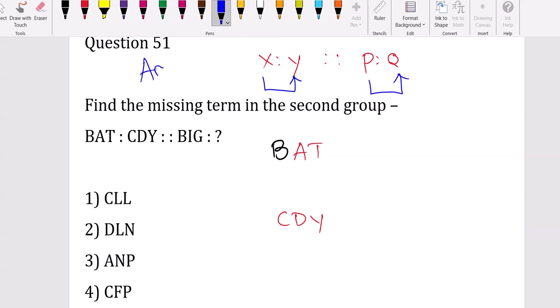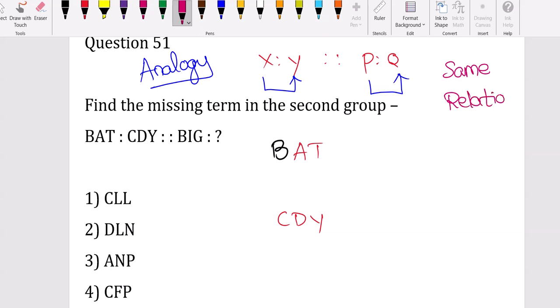In the analogy concept, it can be a word, it can be a number, it can be a letter. The relation should be the same here and there. That's what the final outcome is. The same relation between the pairs is required. So for the first pair, we should understand the relationship and apply it to the second pair.